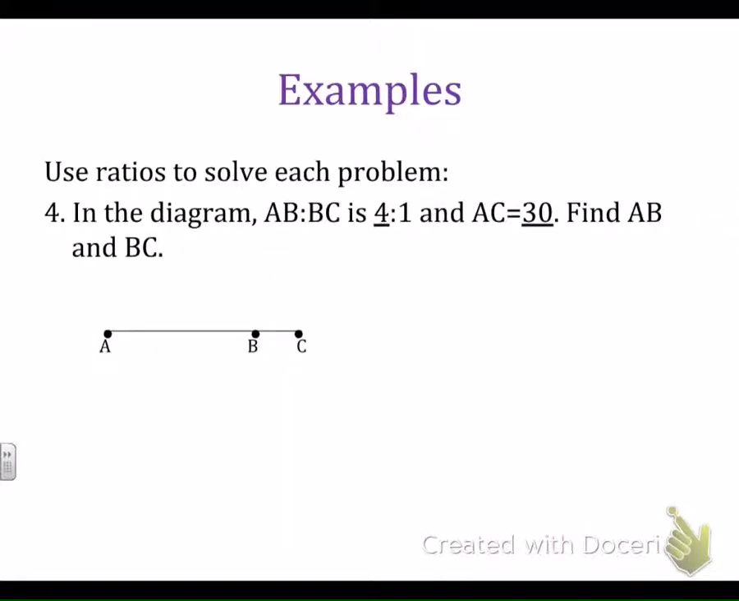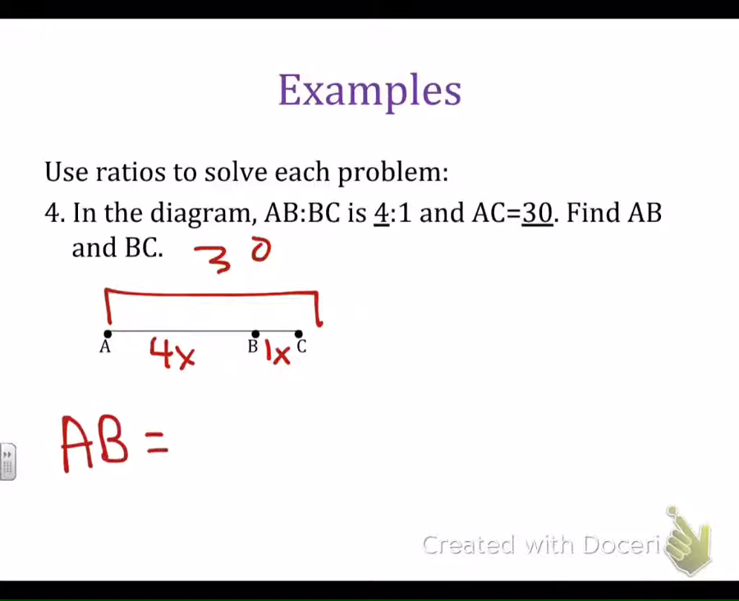Alright, use ratios to solve each problem. Okay, these are a little tricky. So the ratio of AB to BC is 4 to 1, and the whole thing is 30. So we're going to call AB 4x and BC 1x. Then we need to find AB and BC. Okay, so first we got to solve for x.